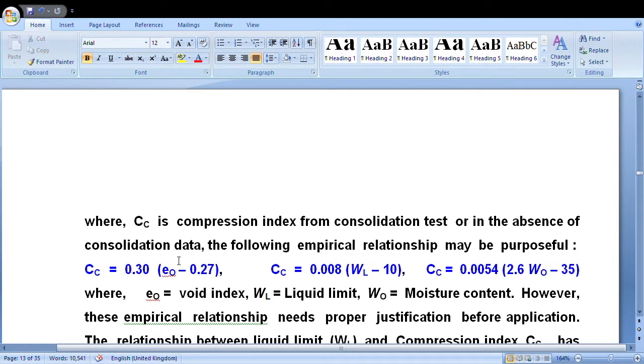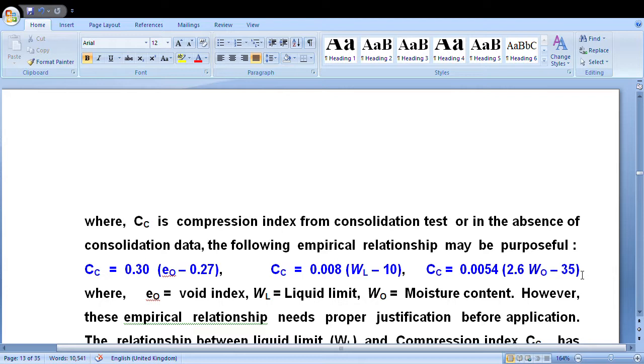Now, I am going to discuss some empirical relationships of different codal provisions. This one is on the basis of e0, void ratio, another is liquid limit, another is water content. All these are empirical relationships.